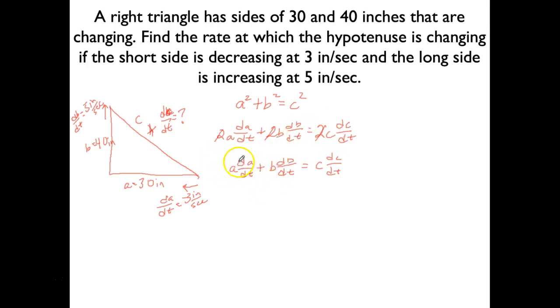Okay, let's plug everything in. That's what step 4 is, right? Step 5 is a plug in and solve, right? So let's see what we get here. So A is 30. The change in A is -3. So that's going to be -90, plus B is 40, and the change in B is 5, equals C, and the change in C.